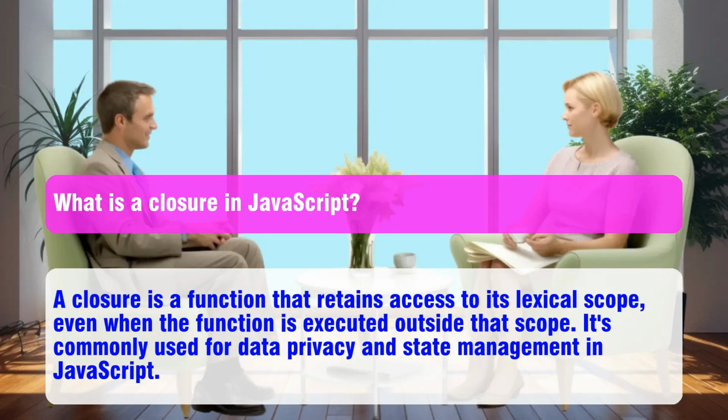What is a closure in JavaScript? A closure is a function that retains access to its lexical scope, even when the function is executed outside that scope. It's commonly used for data privacy and state management in JavaScript.